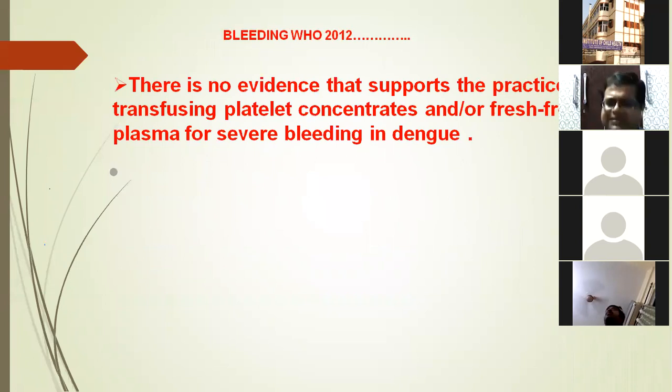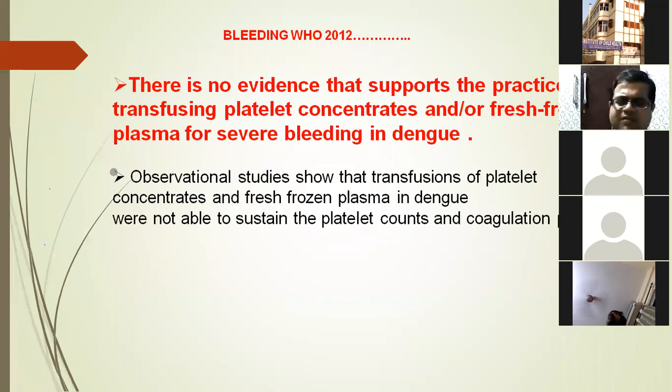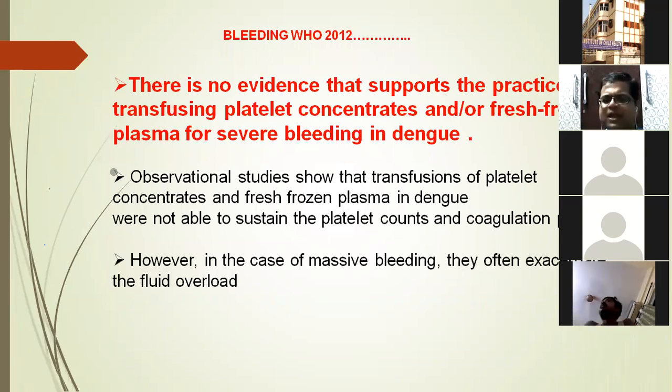There is no evidence that supports the practice of transfusing platelet concentrates and fresh frozen plasma for severe bleeding in dengue. But everyone gives platelets in severe bleeding, even I do. Observational studies show that transfusion of platelet concentrates and fresh frozen plasma in dengue were not able to sustain the platelet counts and coagulation profile. I know that theoretically, but I give in severe bleeding. However, in case of massive bleeding, they often exacerbate fluid overload. I know, but still I give, everyone gives.